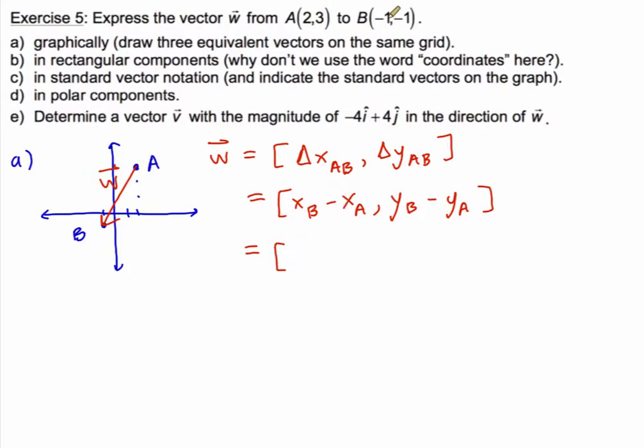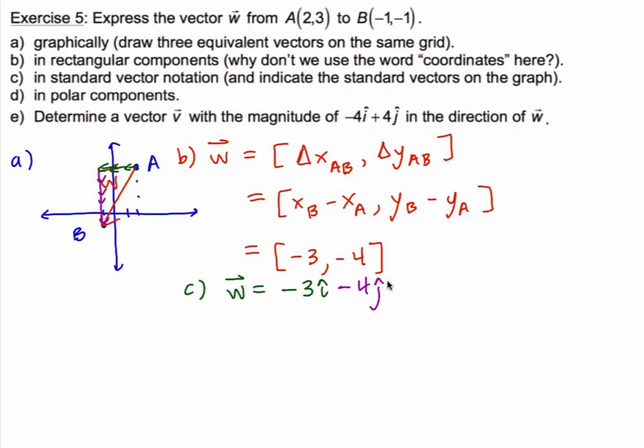So our delta x component is going to be -1 minus 2, which is -3, and our delta y component is going to be -1 minus 3, which is -4. That says nothing other than we go 3 to the left and 4 down. Or we could go 4 down and 3 to the left. The direction does not matter. In part C, we are asked to write this vector w in standard vector notation, which says that we've got 3 i hats to the left, 1, 2, 3 of them, and then we have 1, 2, 3, 4 j hats down.